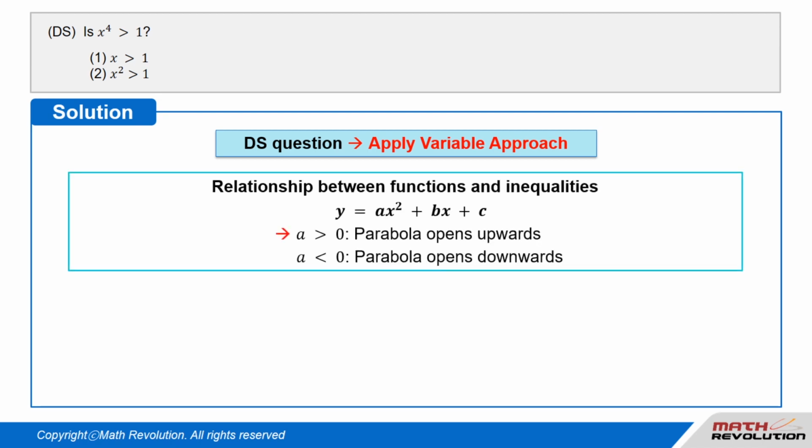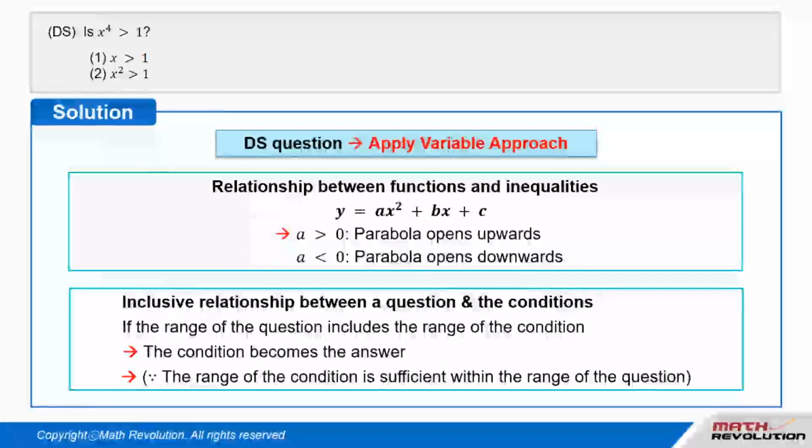Relationship between functions and inequalities. Y equals a times x squared plus b times x plus c. When a is greater than 0, the parabolic equation will result in a shape of U, a parabola opening upward. When a is smaller than 0, the parabolic equation will result in a shape of n, a parabola opening downwards.